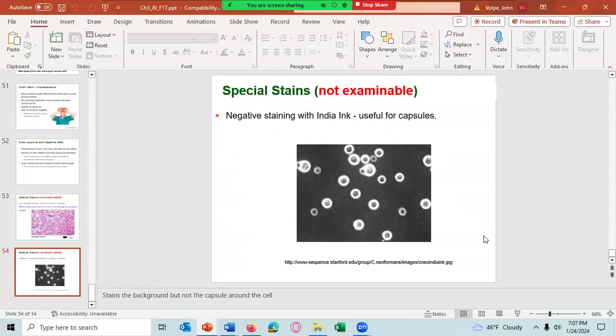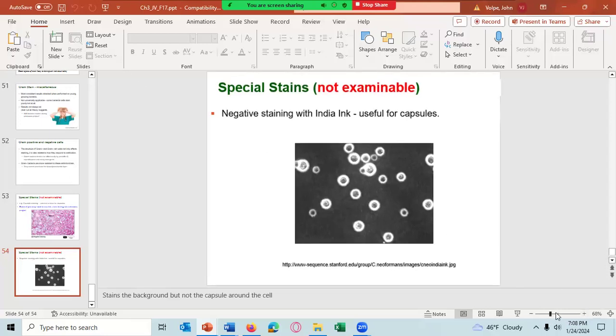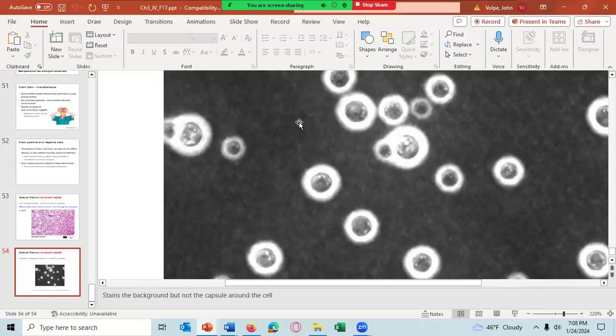There's a special stain using the negative stain. This is staining the cell capsule, or I should say it's not staining the cell capsule. It's staining the background of the slide, and it's very dark in the background. This stain, India ink, also lightly stains the cell. So the background stains very dark, and the cells themselves stain lightly, so they're a grayish color. And then the capsule does not stain. And so you can see the capsule around these cells.